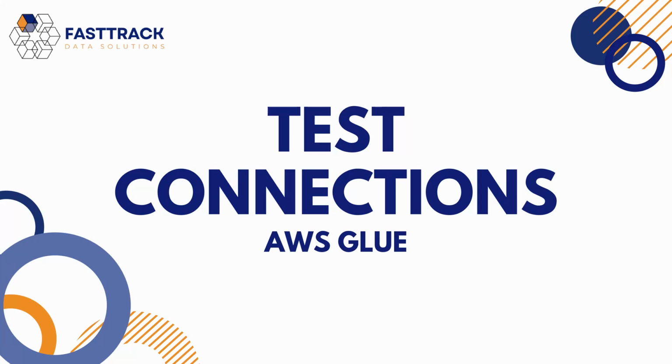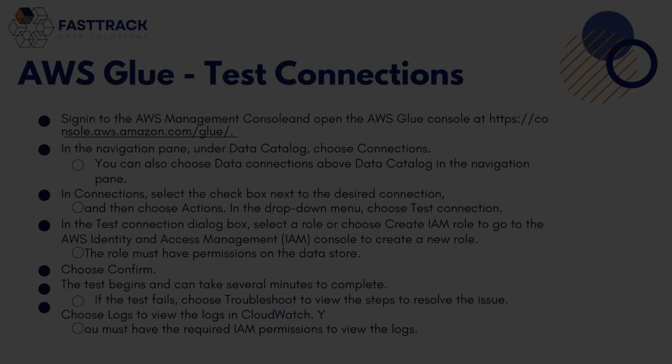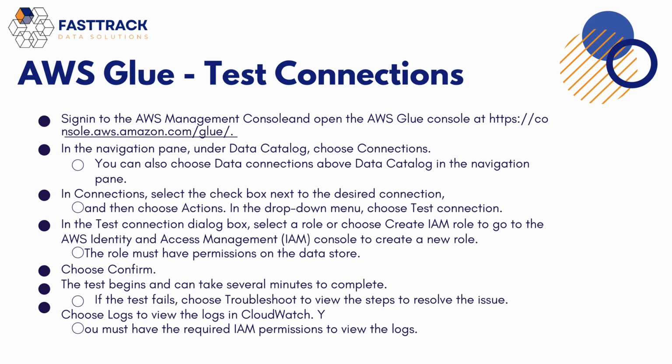Next is testing an AWS Glue connection. Access the AWS Management Console and open the AWS Glue console. Navigate to Connections. In the navigation pane, under Data Catalog, choose Connections. You can also access it via Data Connections in the navigation pane. Select the connection. Check the box next to the connection you want to test. Test the connection. Choose Actions, then select Test Connection from the drop-down.